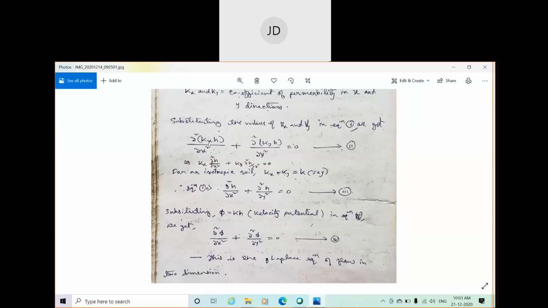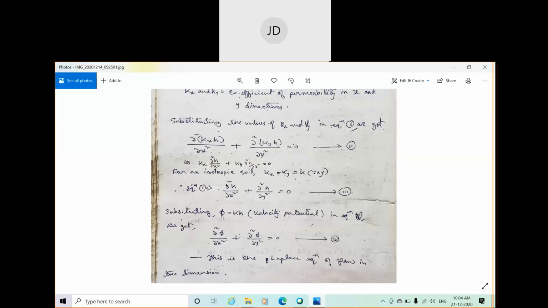the multiplication of kx and h and multiplication of ky and h. So in general, the multiplication of coefficient of permeability and your total head difference or total head drop, the multiplication of coefficient of permeability with the total head loss is known as velocity potential. Here you can see phi is equal to kh. The multiplication of k with h together is known as velocity potential, and this velocity potential is defined by this symbol phi.